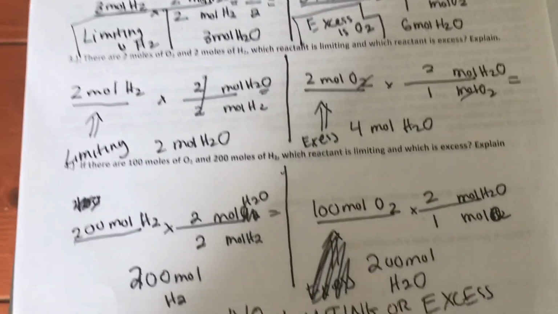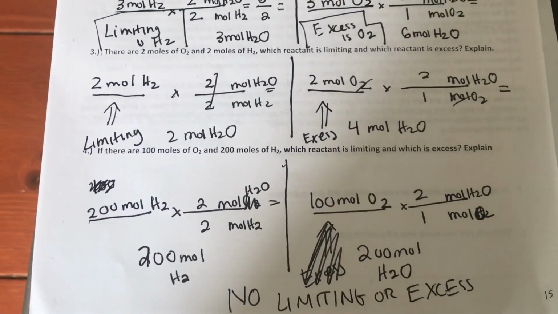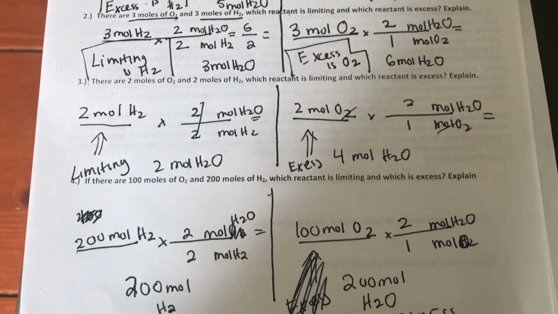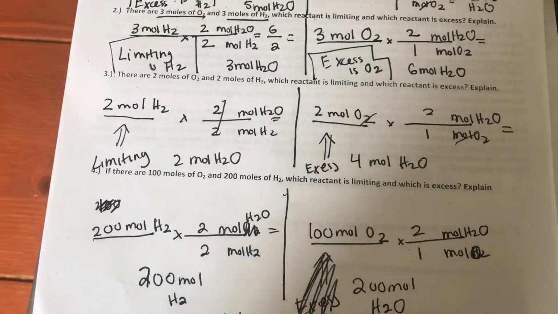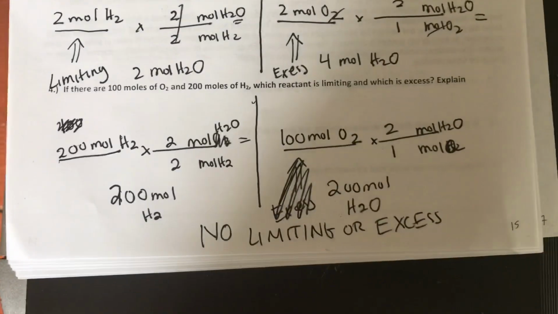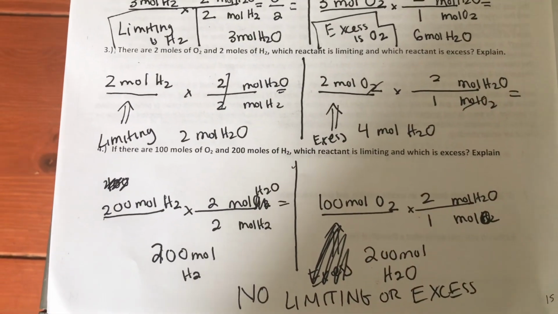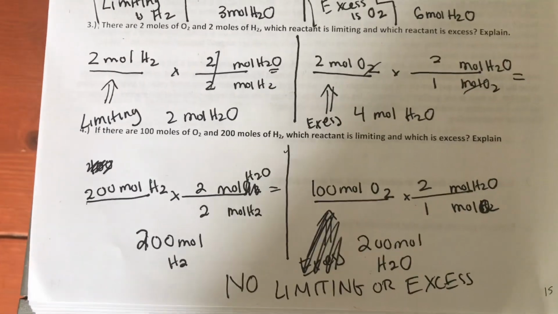So for the last 2 problems, in number 3, I got that the 2 moles of H2 was limiting, and the 2 moles of O2 was excess. And in the last problem, since they ended up both making the same amount, that means they would run out at the same time, and there was no limiting or excess reactant.